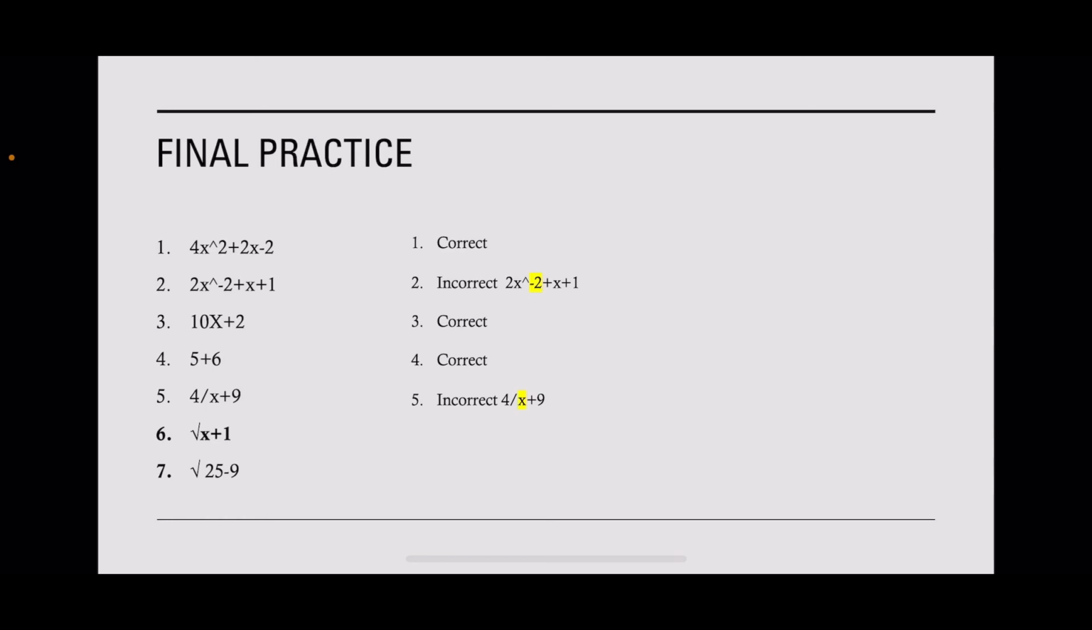Number 6, incorrect. If you look at this expression, square root of x plus 1, there is a variable included inside the radical expression, which according to the polynomial rule, no variables can exist inside the radical expression for a polynomial. Number 7, correct. There's no variable inside the radical expression, which proves it is a polynomial.